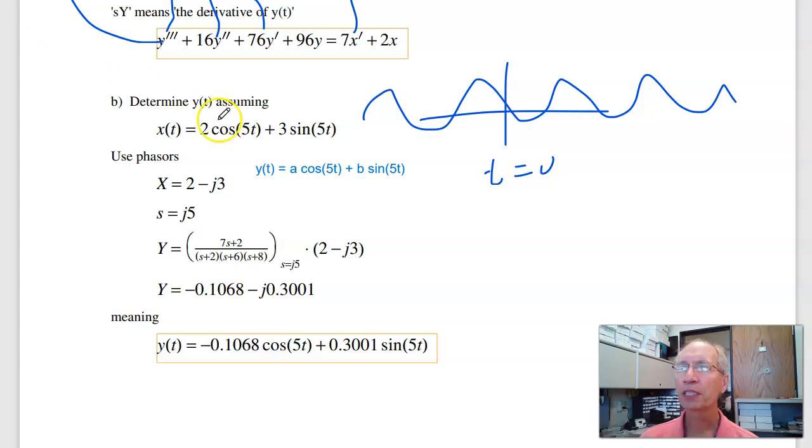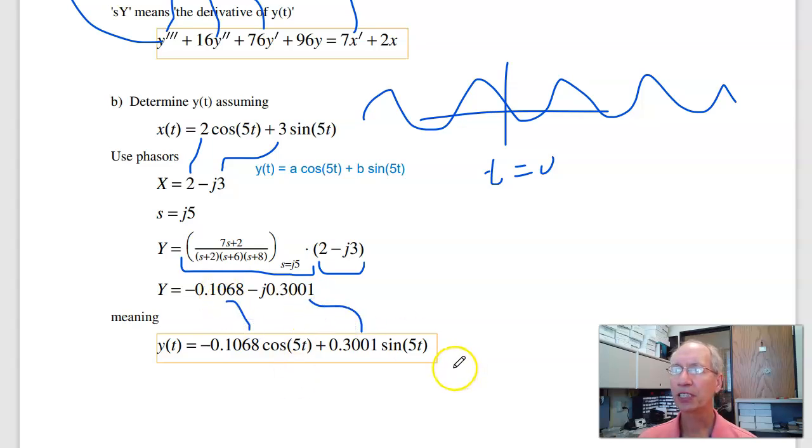Do a phasor representation of x. Real part's cosine, minus j is sine. Here's the frequency, 5 radians per second. This is the gain everywhere. All I care about is the gain at 5 radians per second, times the input at 5 radians per second, gives me a complex number. What that means is real part's cosine, minus j is sine.